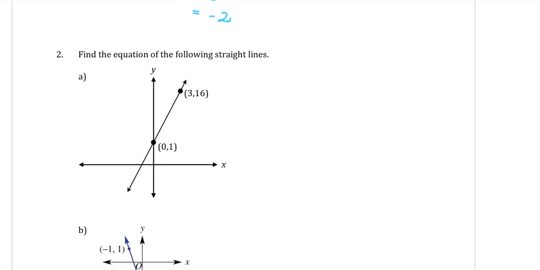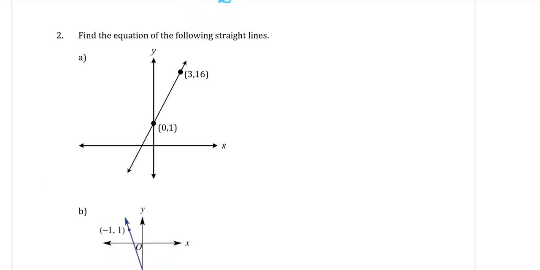Question 2, find the equation of the following straight lines. Now this is pretty much the same as the last question, except that it's been given in graphical form. But really, I just have 1 point here and 1 point there. So let's start by finding the gradient.